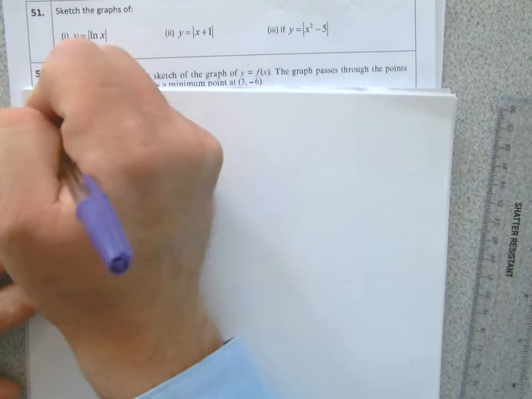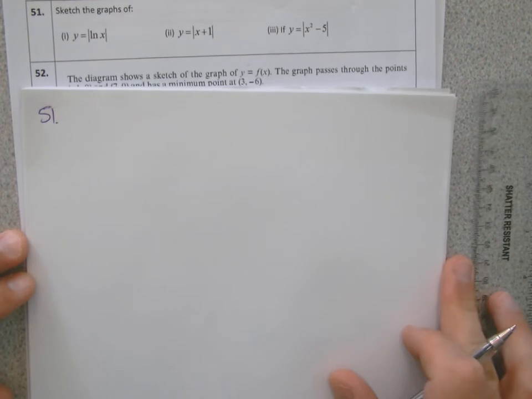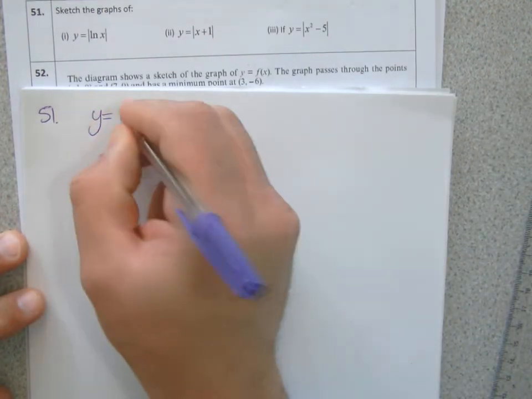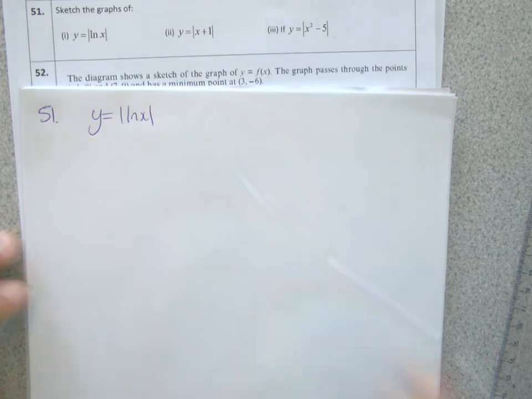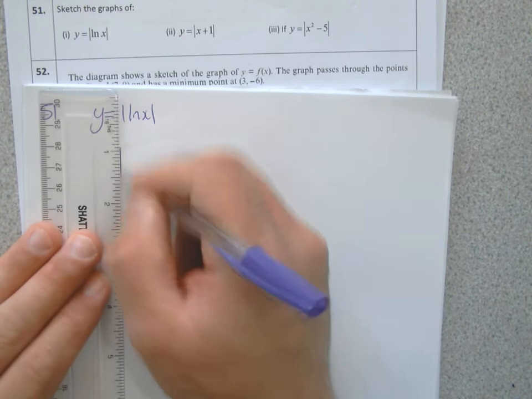Question 51. So with this particular question here, we've got part 1, draw the graph of y equals mod of ln x. Now to do this, first thing you need to know is what ln x looks like.